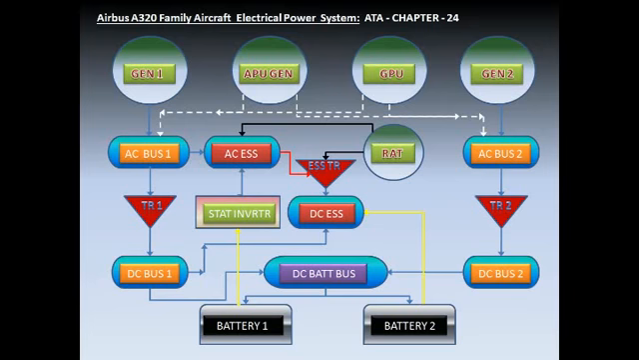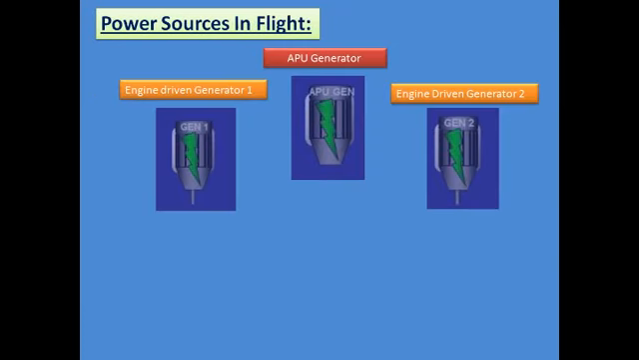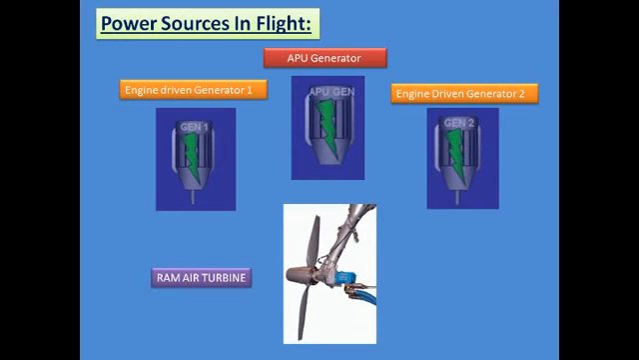Both on the ground and in flight, A320 has 4 electrical power sources. On the ground, we have a ground power unit, GPU, a generator driven by the auxiliary power unit, APU, and generators 1 and 2 driven by engines 1 and 2 respectively. GPU is only available on the ground, and in flight we have the 4th power source named RAT, which is ram air turbine. Working of RAT will be explained separately in the near future.